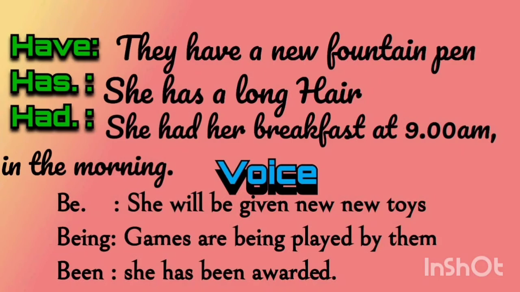I kept a voice here: be, being, been. Most probably we use those verbs in the passive voice only. She will be given new books, new toys. Games are being played by them. She has been awarded. So generally we use those be forms in the passive voice only. Those also come under verb forms.